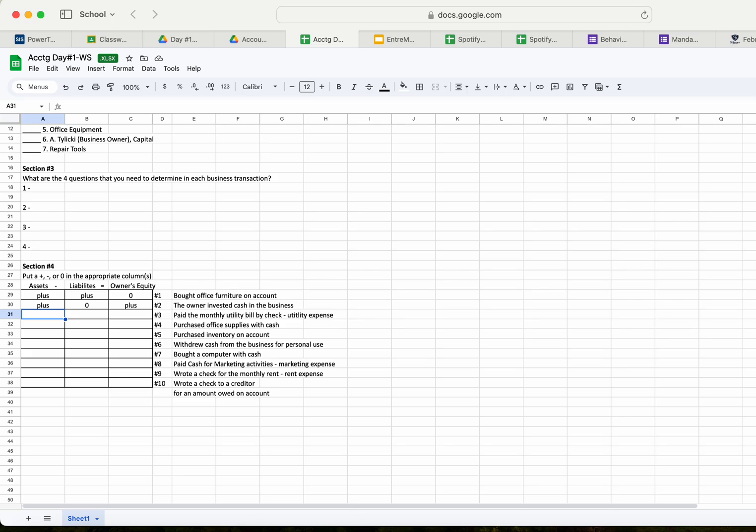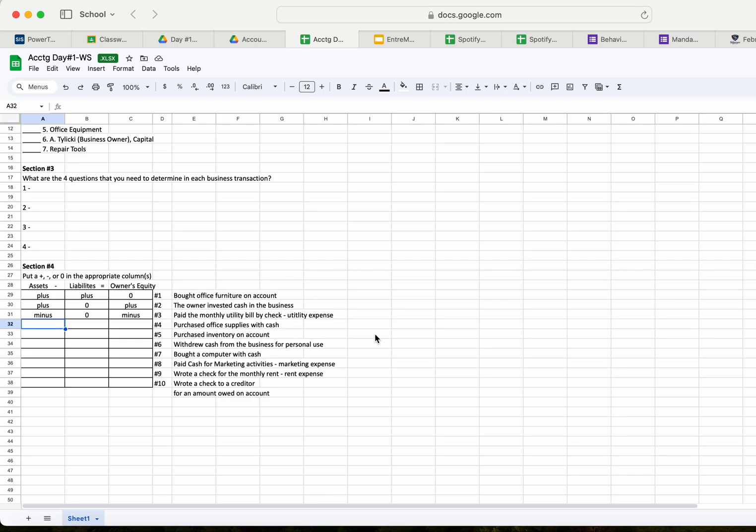We did pay the monthly utility bill by check. Check is cash, so that is what we lost. So what did we gain? Nothing. What did we lose? We lost cash. So that would be minus for cash, minus for assets. Did we take on any debt? No, we didn't borrow any money. Did we pay down any debt? No, we didn't pay down any debt. This is just an expense. Expenses are always minus 0 minus, okay? And you'll notice I put a little utility expense over here. Expenses are always minus 0 minus. All right, on to number 4.